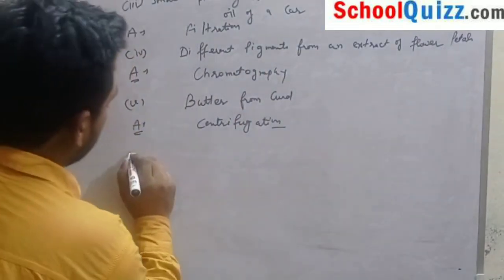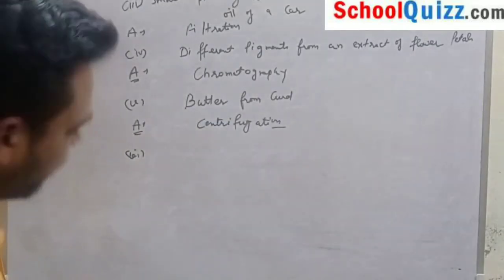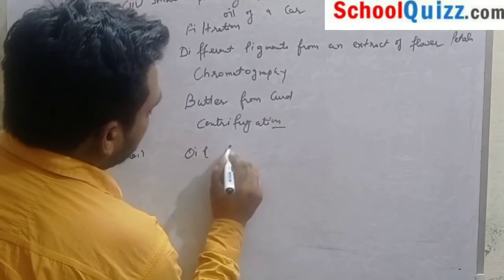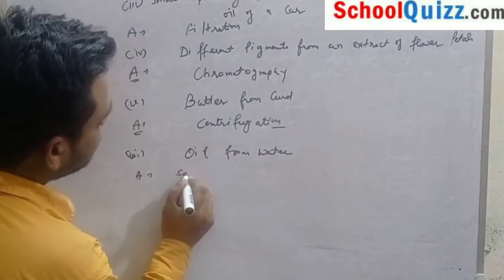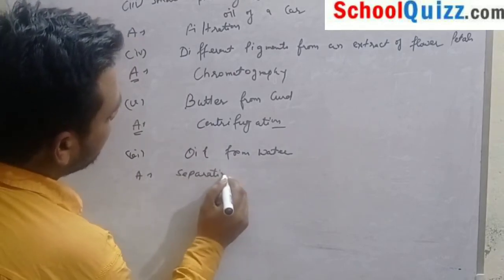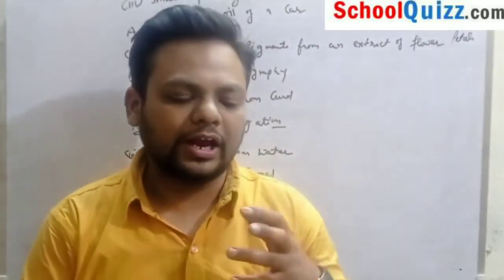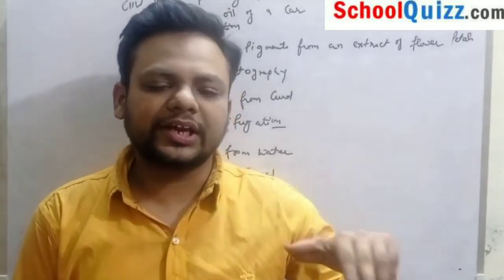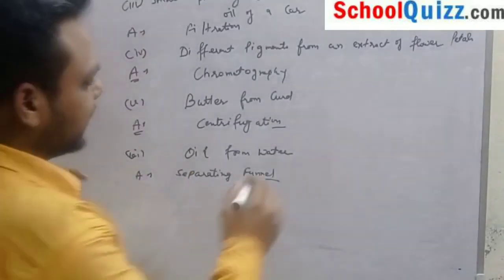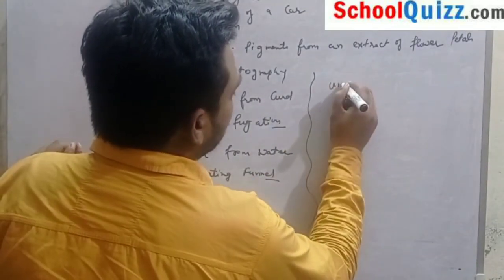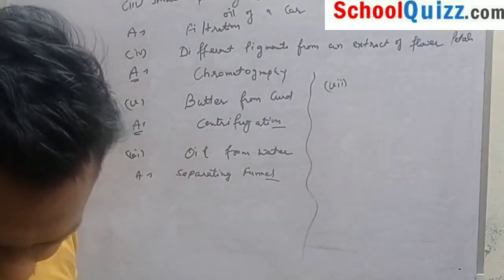Next, after butter from curd, the sixth one is oil from water. We can separate it with the help of a separating funnel. As oil and water are both immiscible liquids, they form separate layers and can be separated with the help of the separating funnel. We have already discussed every single technique. The seventh one is tea leaves from tea.